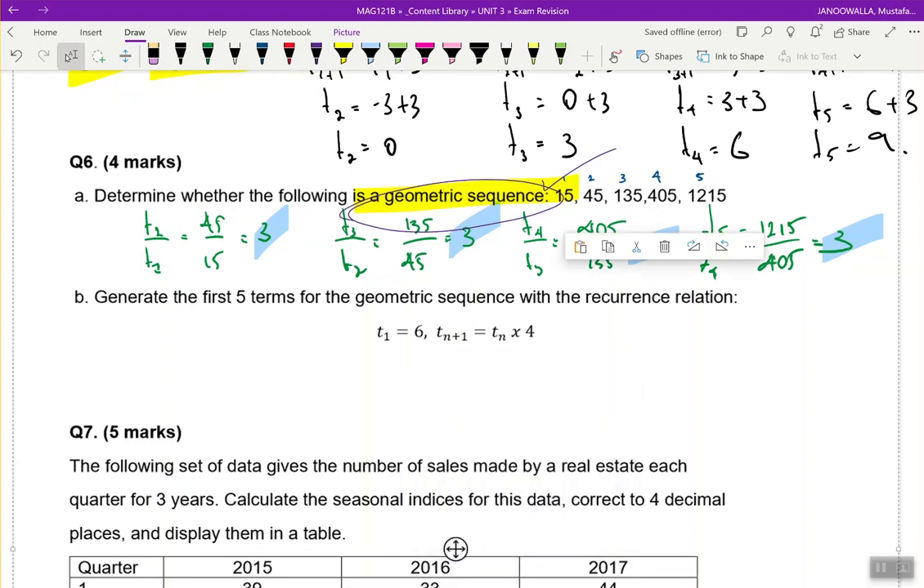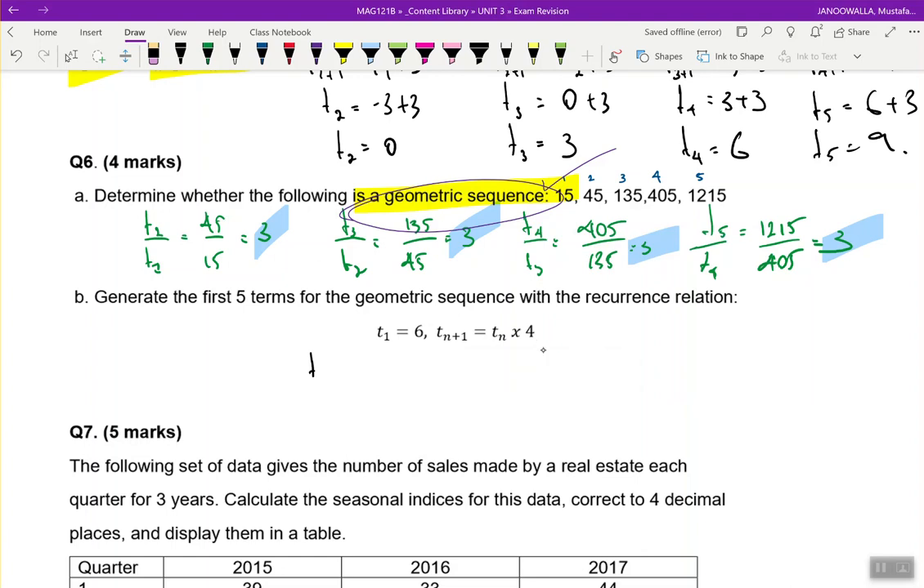Generate the first 5 terms, similar to the other one. I'm not going to write all these out, but we've been given the geometric sequence there. That's actually times 4. We know what the first term is, 6. So if I know the first term, I'm going to start with term 2, which is T1 times 4, which is 6 times 4, which is 24. So that's term 2.